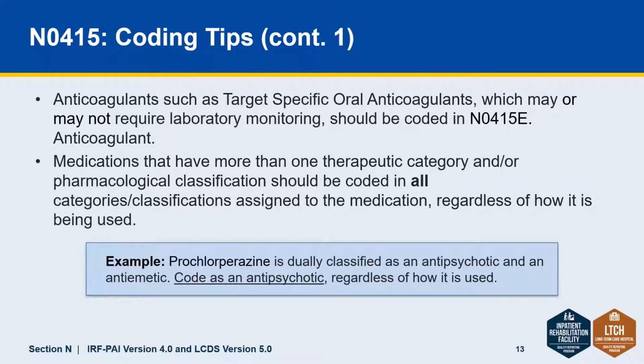Patients taking oral anticoagulants that do not require lab testing should still be coded as anticoagulants. As we mentioned earlier, code dually classified medications in all the categories and classes regardless of how it is used. We provide an example here. Prochlorperazine is an antiemetic and an antipsychotic. It would be coded as an antipsychotic.